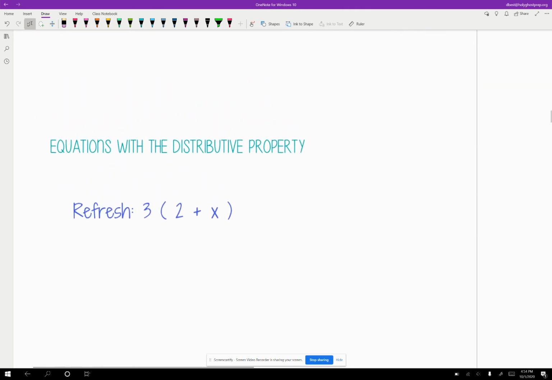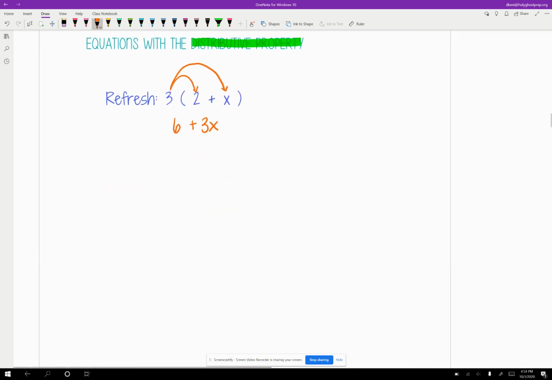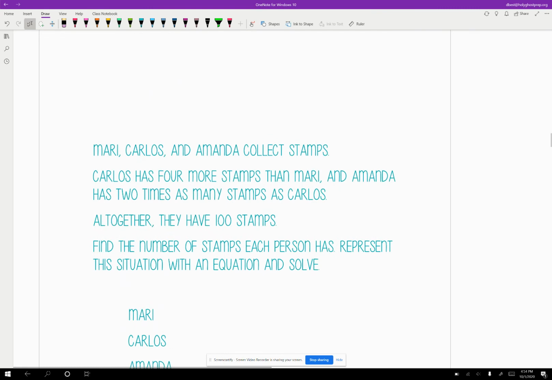Now, before we get to our next few examples, I want to review or refresh our distributive property. And the distributive property says that if we have a number like I have here, number 3 on the outside of my group of parentheses, I can multiply that 3 times the 2 and the 3 times x. So I could use distributive property to make this 6 plus 3x. And we're going to use that distributive property to help us solve some of our next few equations.